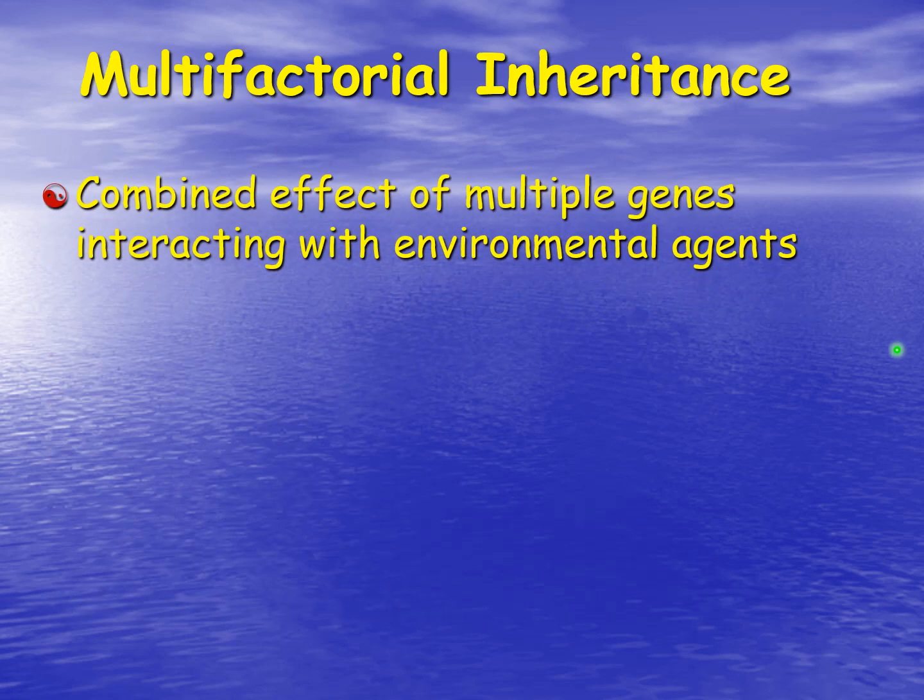Now, multifactorial inheritance. This is actually the combined effect of multiple genes interacting with environmental agents. For example, the color of your eye is not coded for by just one gene for eye color. There are actually multiple genes that will code for eye color, and environmental agents will actually influence the expression of these genes.